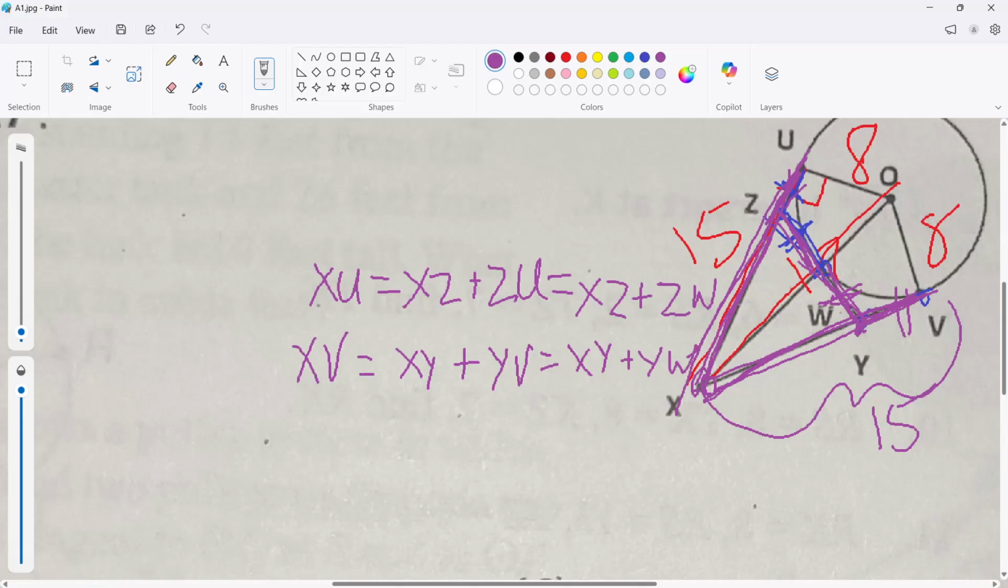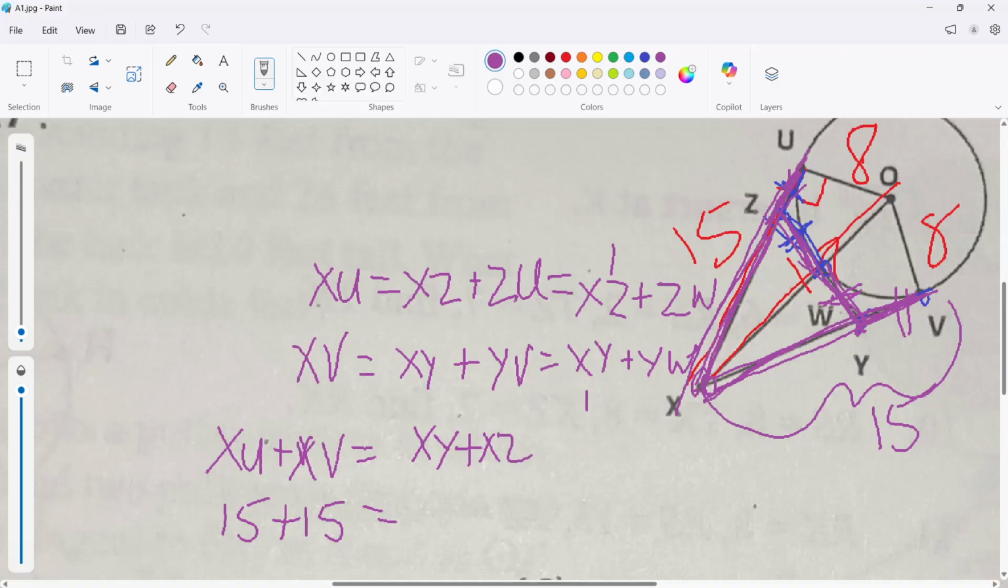And I can rewrite this as XU plus XV. I'm just going to add them together. I know XU is 15. I know XV is 15. I used the Pythagorean theorem to figure that one out. And it equals XY plus XZ. But check this out.